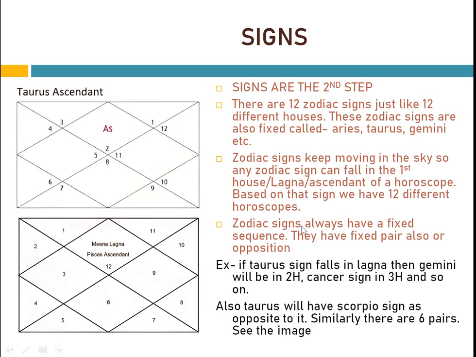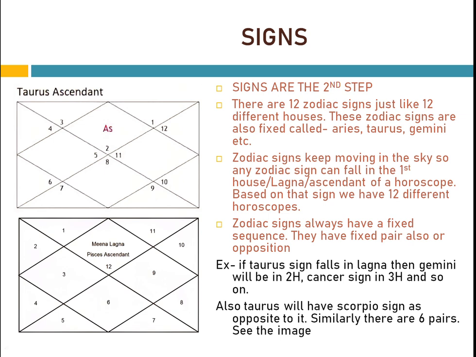So zodiac signs always have a fixed pattern. Fixed pattern means if Taurus is in the Lagna, then the 7th from Taurus will always be the Scorpio sign. Similarly, if Gemini sign is here, then the 7th from Gemini sign will be Sagittarius. So they always come in a couple or couplet. Similarly, if Pisces sign is here, then the 7th from Pisces will always have the Virgo sign. So this is fixed.